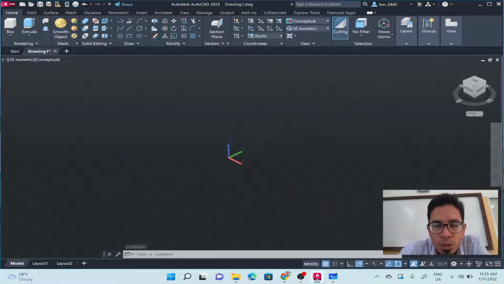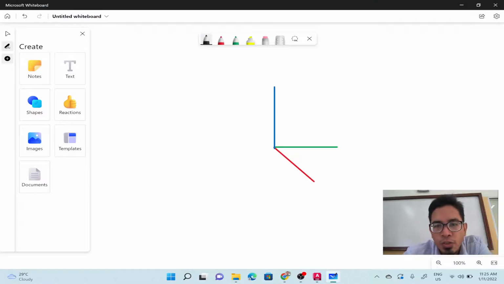So in this video, I'm going to quickly show you how to change our UCS, also known as Universal Coordination System. Before we go on to AutoCAD, let's look at the concept first. Over here, if you notice, we have three lines, and the red color I will represent as the X direction, the green color will be our Y direction, and the blue color will be our Z direction.